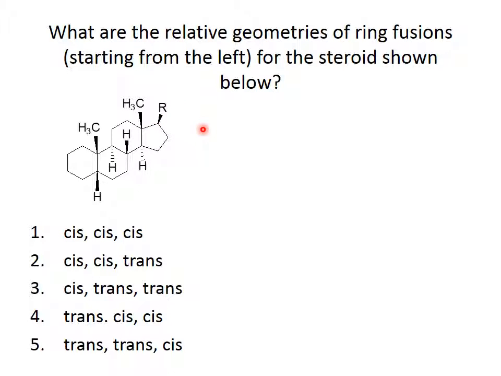What are the relative geometries of the ring fusions here? Cis, trans, whatever. Look at the rings and try to figure it out. If I look, I will see that this one's cis, and then the hydrogen down and one up, trans, the methyl up and the hydrogen down, trans, so it's cis, trans, trans.